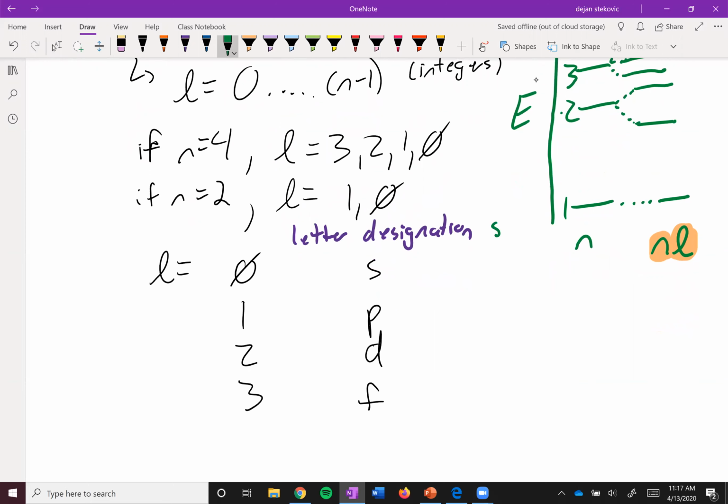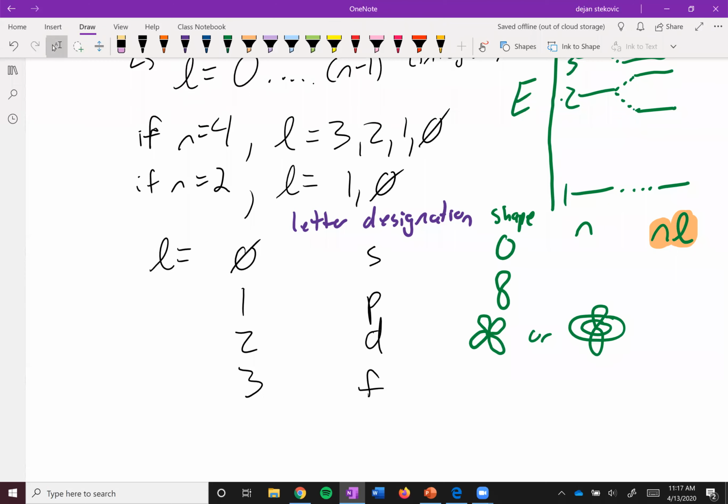We'll take a look at this a little later, deeper on. But the shape, basically, the s is a sphere. The p is this kind of dumbbell-looking thing. The d is basically a four-leaf clover, or this kind of dumbbell-looking thing with a Saturn ring on it. And then f is really hard to draw, but it's basically like two d orbitals.